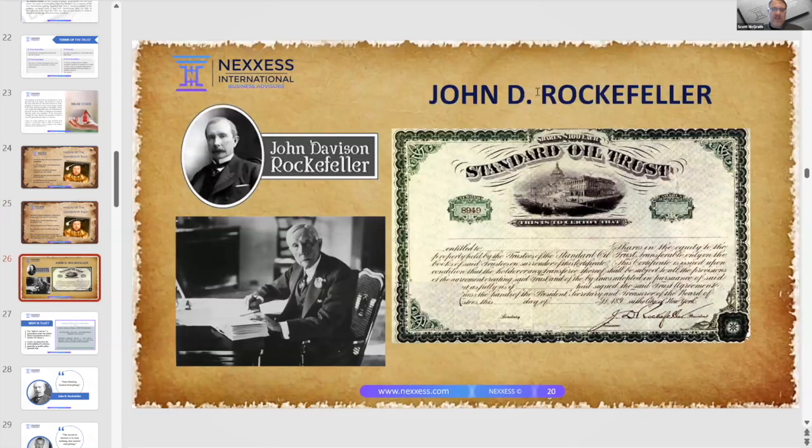Speaking of the super wealthy, we like to talk about John Rockefeller. John Rockefeller is notably the most influential and richest man ever to have lived. He created a trust called the Standard Oil Trust.